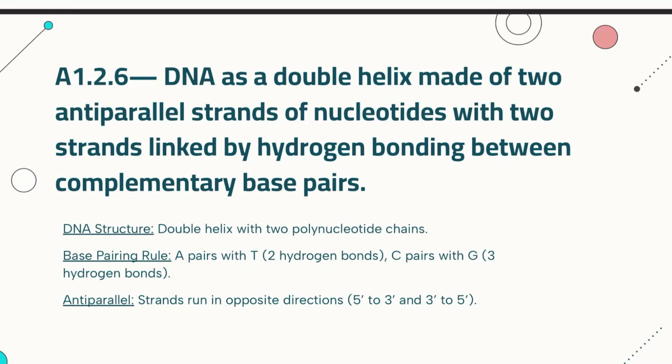The sixth understanding states that DNA is a double helix made of two anti-parallel strands of nucleotides with two strands linked by hydrogen bonding between complementary base pairs. The DNA molecule is made of two long chains of nucleotides that twist around each other to form a double helix structure. These two strands are held together by hydrogen bonds between the nitrogenous bases. The complementary base pairing rule states that adenine always pairs with thymine through two hydrogen bonds, while cytosine always pairs with guanine through three hydrogen bonds. This ensures the strands fit perfectly together. The two strands of DNA are also described as antiparallel, meaning that they run in opposite directions. One strand goes from 5' to 3', while the other runs from 3' to 5', which is important for DNA replication and function.